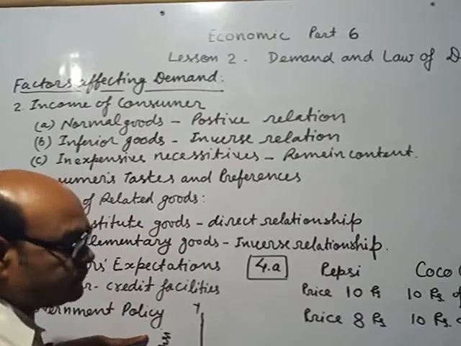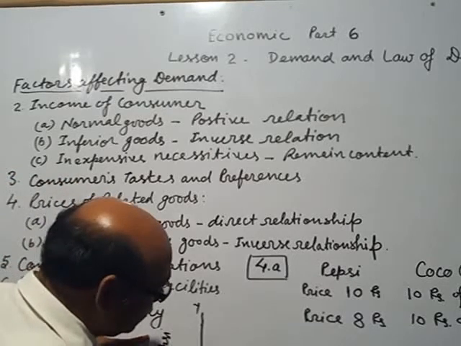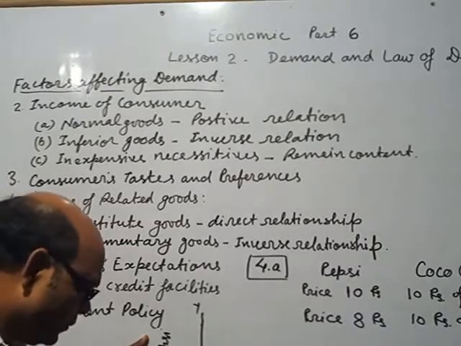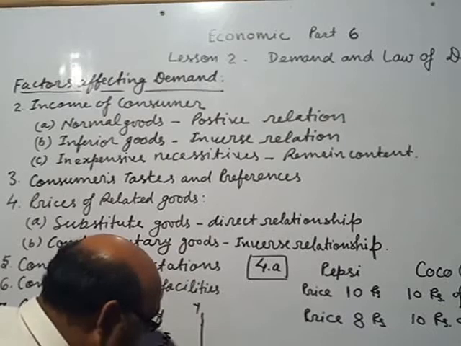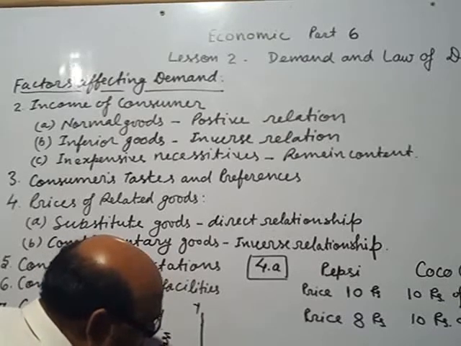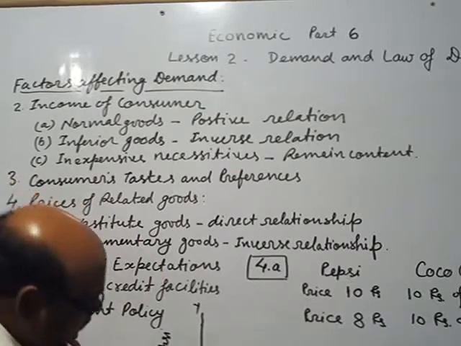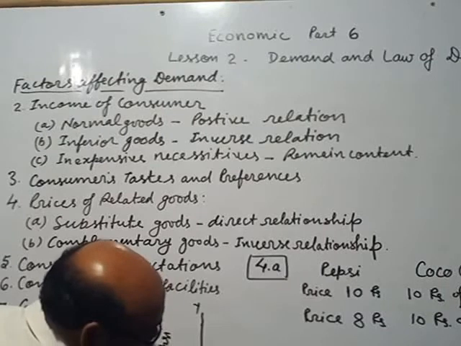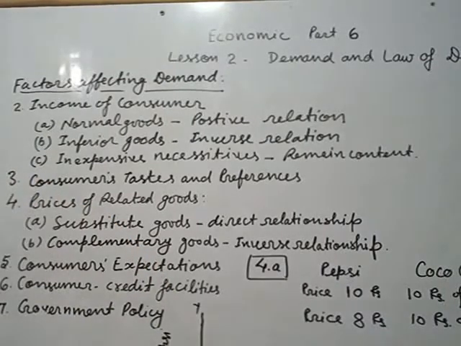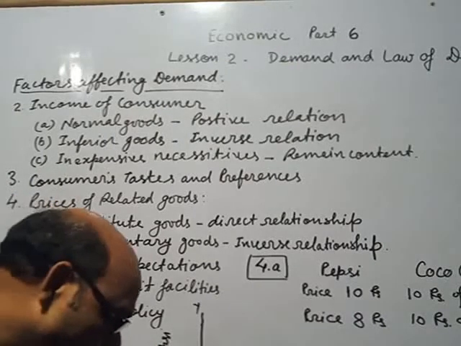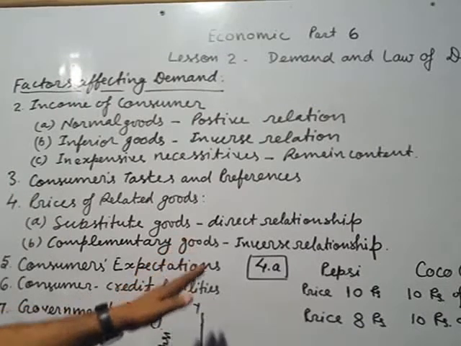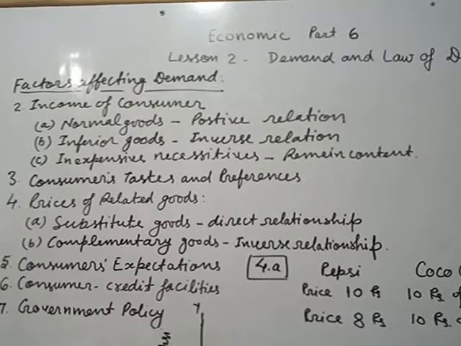Now the price of Pepsi was 10 rupees and its demand was 300 bottles. Now the price of Pepsi has fallen to 8 rupees. The demand of Coca-Cola has fallen to 200. Now you are seeing the price of Pepsi has fallen down, and the quantity demanded of Coca-Cola also has fallen down. So here is the direct relationship between the price of Pepsi and the quantity demanded of Coca-Cola.